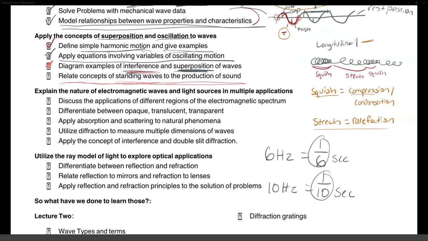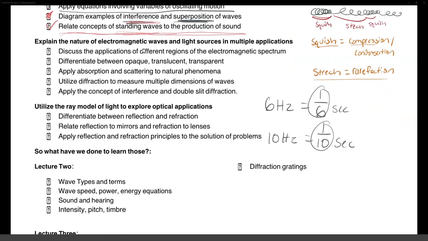Okay. So we covered now kind of the first two. So we got two more. We started getting into the kind of optics, right? So light optics and ray optics. The first thing it says here: discuss the applications of different regions of the electromagnetic spectrum.